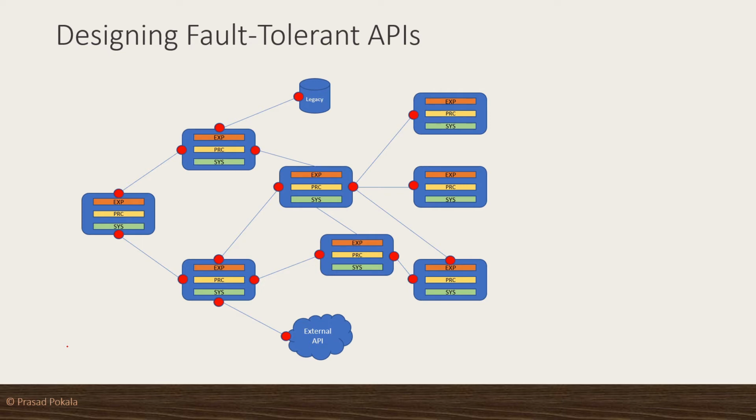Hi, in this lecture, let us see how we can design API clients in a fault-tolerant way. Before we see that, let us first understand what factors generally cause failures in application networks.